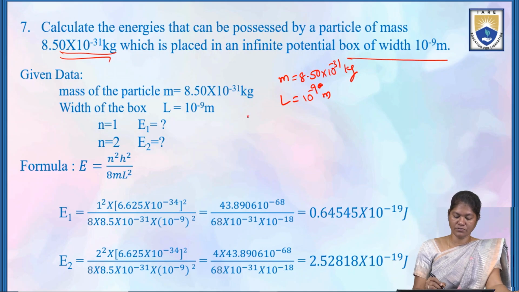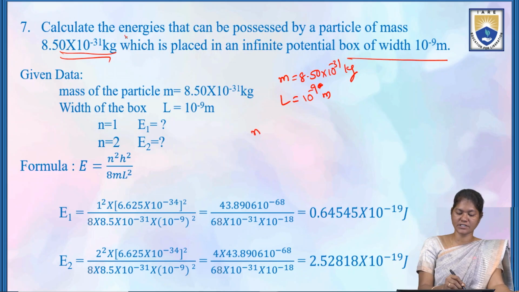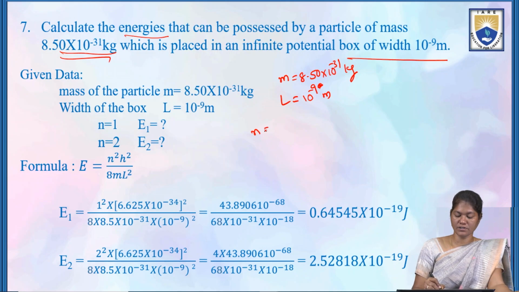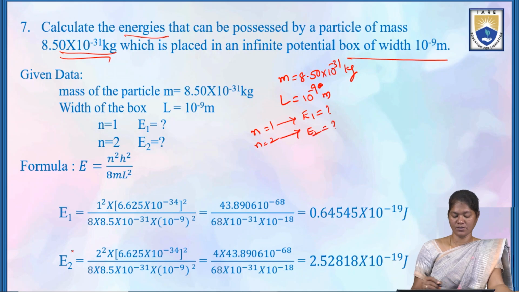So we have to calculate the energies, and it is not mentioned for which state. So we are taking two energy levels, n equal to 1 and n equal to 2. When n equals 1, we get the ground state energy. When n equals 2, we get the first excited state energy. For one dimension, the eigen energy E is equal to n square h square by 8mL square.